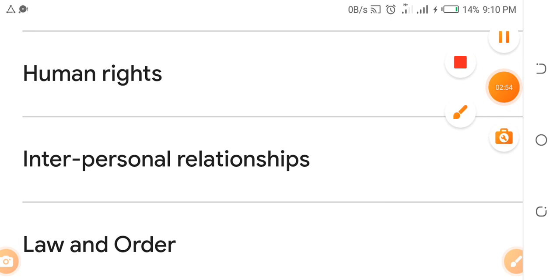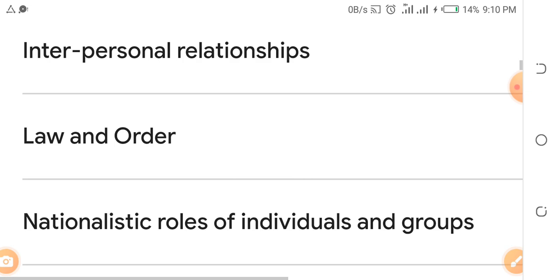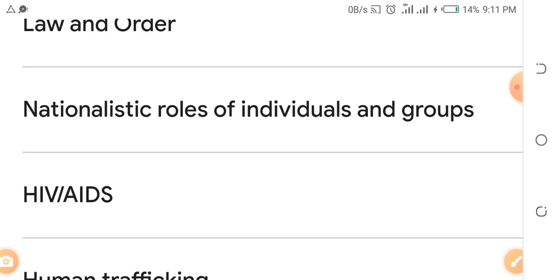These are topics. As a person that has been doing civic education, you should know that these topics will come out. Then study law and order. This is a topic in your civic education textbook. Just get it and read it up. I'm giving you topics, official topics from the WAEC 2025 syllabus. The next topic is nationalistic roles of individuals and groups.